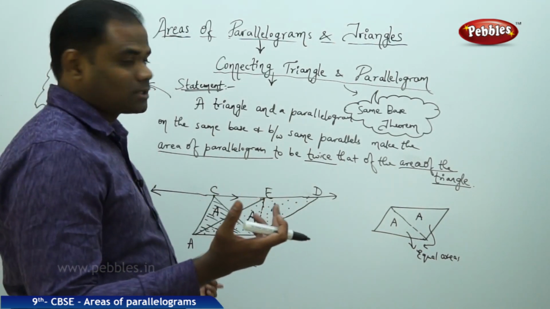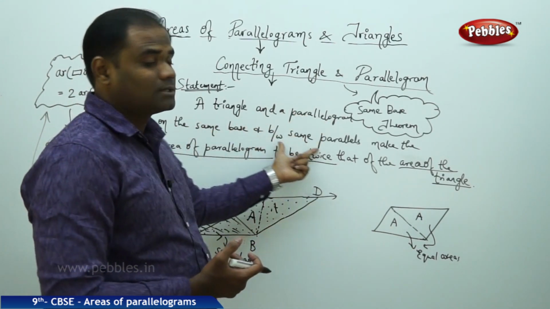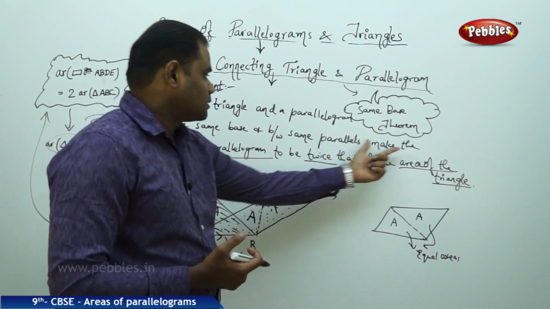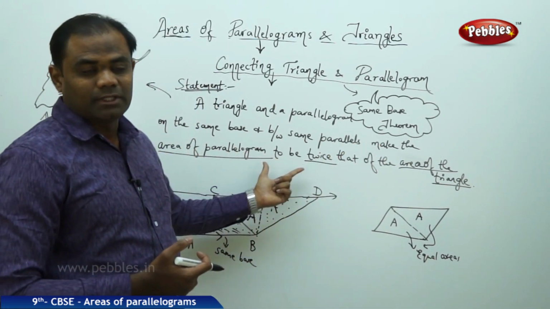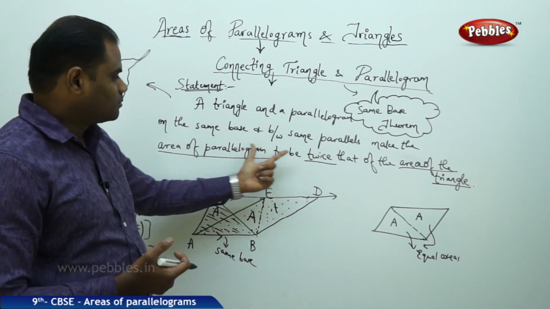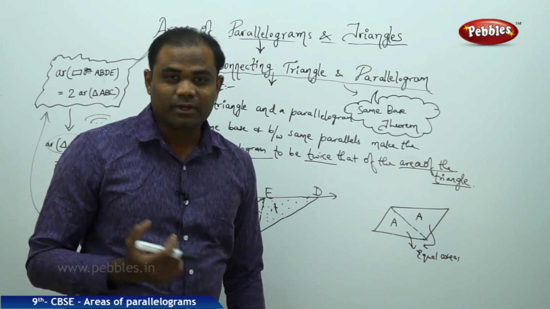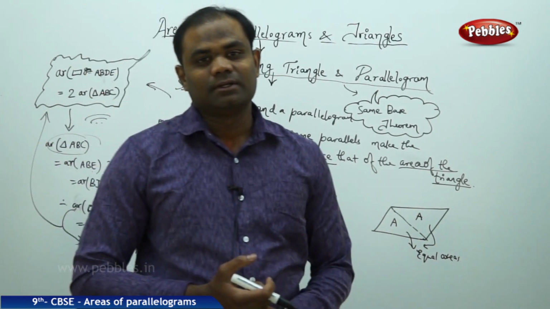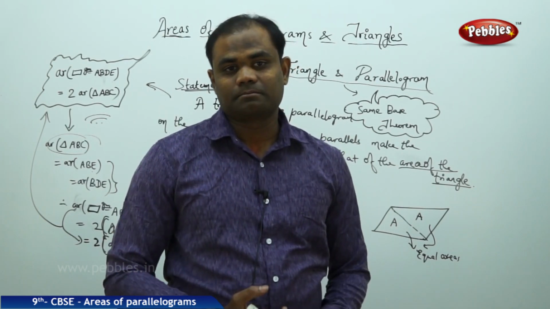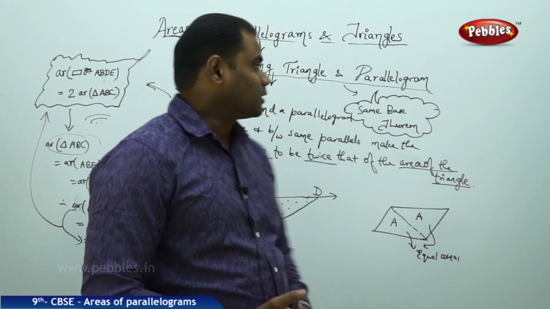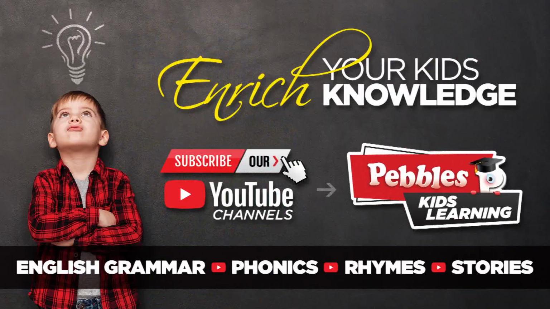Therefore, we come to the conclusion that if there is a triangle and a parallelogram on the same base and between the same parallels, then the area of the parallelogram is exactly twice the area of the triangle. This is how we understand the property connecting the triangle and the parallelogram in the same base theorem.